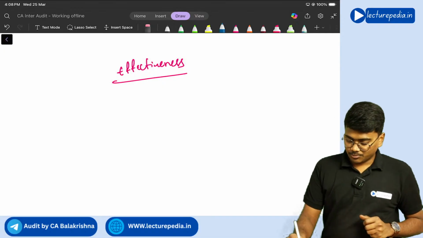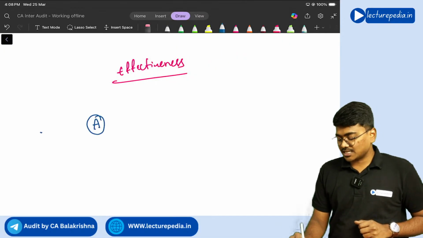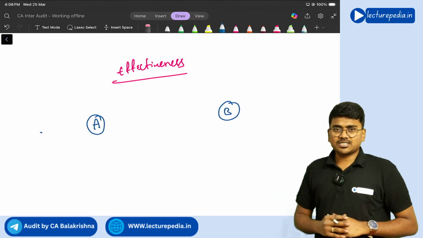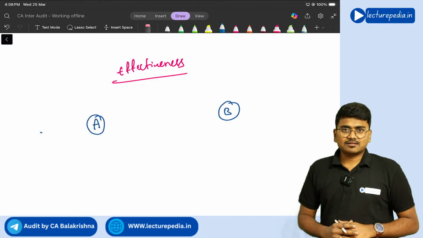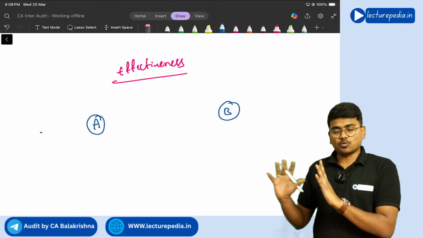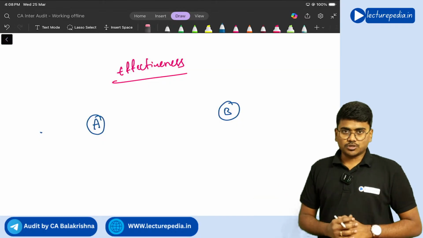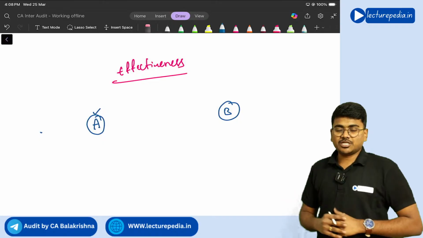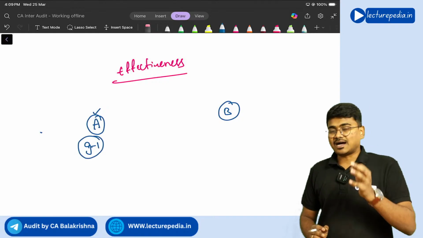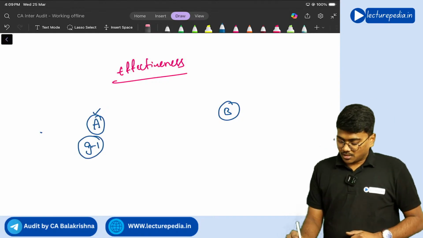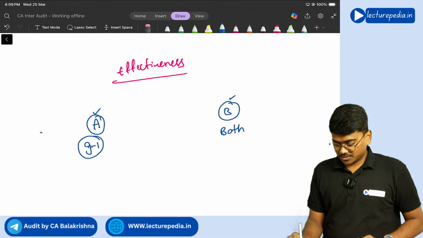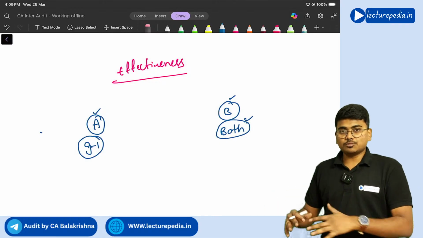Let's say for example, there are two students, Mr. A and Mr. B. These two students are preparing for CA intermediate examinations. Let's say their target is to clear both the groups. So they are studying for both the groups. Mr. A wrote the examinations. He was able to clear only group 1, but his target was to clear both the groups, right? Mr. B also wrote the examinations. His target was to clear both the groups. He cleared both the groups.